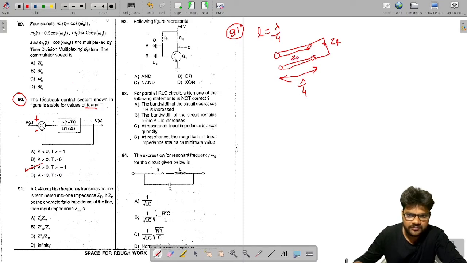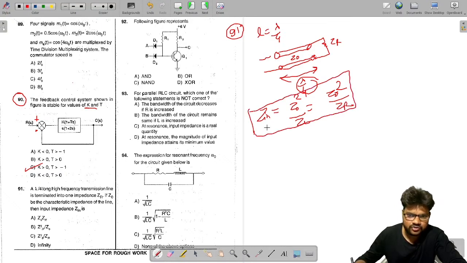The characteristic impedance of the line is Z0, and this will be connected to a generator through ZG. The question asks for the input impedance Zin. We directly know that for a quarter wave transmission line the input impedance formula is Z0 square by ZL, and we are given ZR as the load. So the input impedance for this quarter wave transmission line will be Z0 square by ZR. So the correct option will be C.